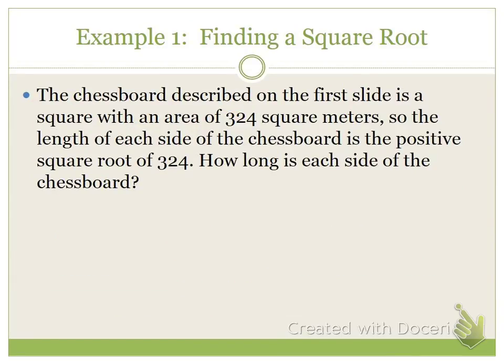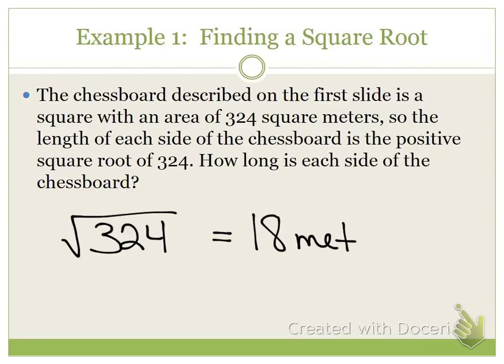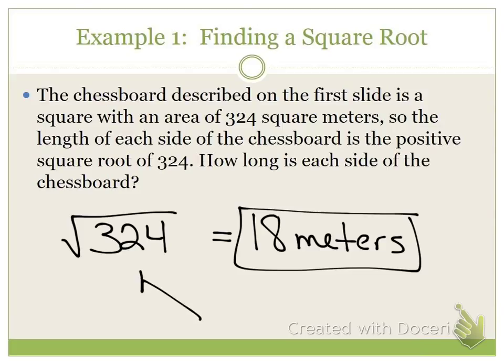Okay, so in example 1, it gives me this example of a chessboard. It's a giant chessboard. And it says to find the square root of 324. So in your notes you would write the square root of 324. And we know that it's positive because we're taking measurements. Measurements are positive. Okay? Equals approximately 18 meters. So on your homework tonight, really guys, it's original problem and answer on these problems. There is no work to show. We're just going to use our calculators.